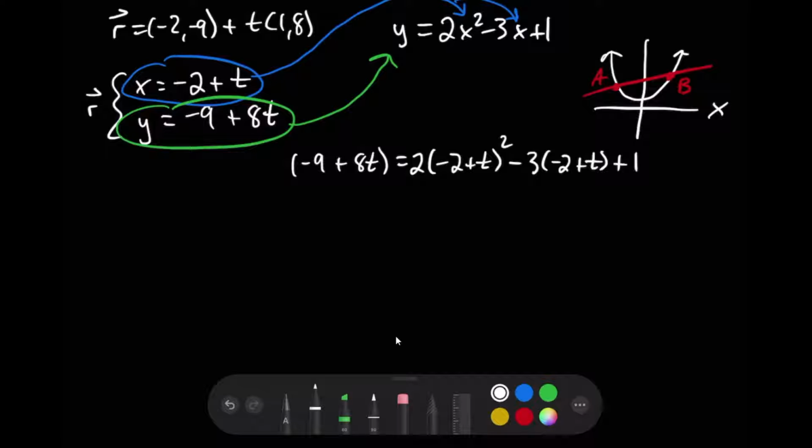And notice we're only working with one variable now. The only thing I need to solve for is my t value. And my different values of t will tell me the location of my different points of intersection. So let's work through that.